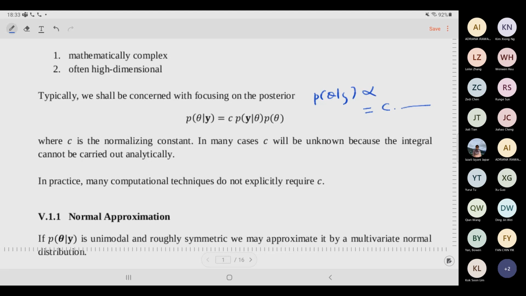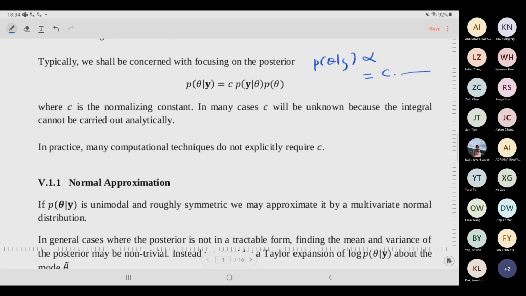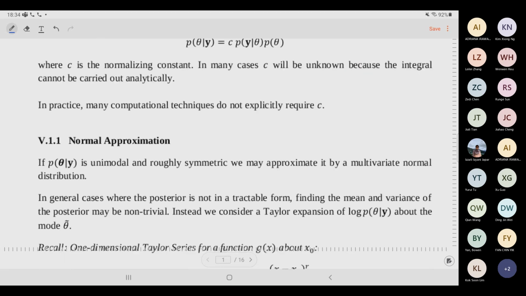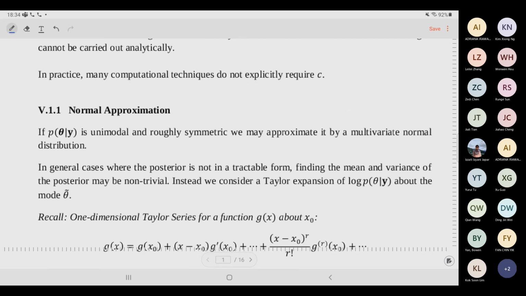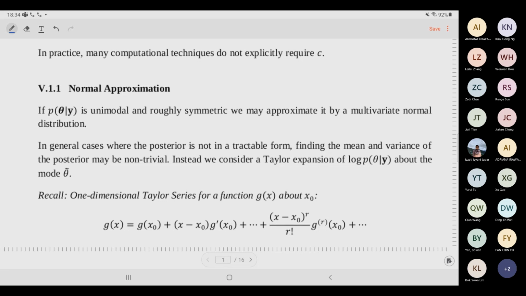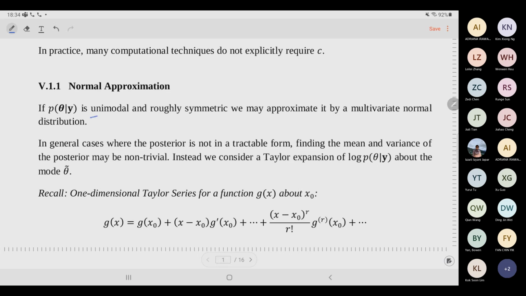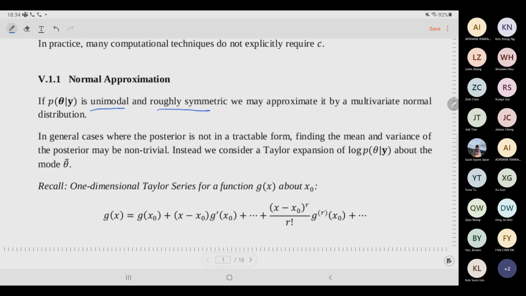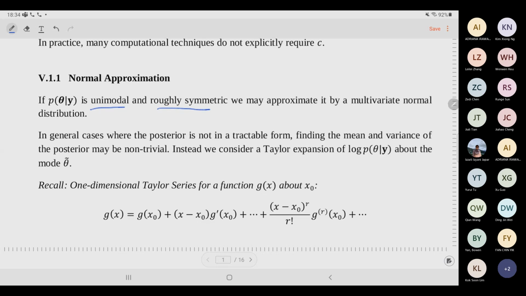Some of the methods do not require you to know your C. So that's the advantage. Okay, so the first method is the normal approximation. This is obviously not very logical if your density is not symmetric, but we can use it if your posterior is unimodal, only has one mode, and is roughly symmetric, meaning approximately symmetric. We can approximate by using a multivariate normal.